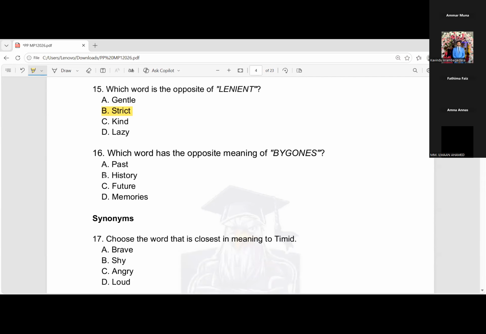16th one. Which word has the opposite meaning of bygones? Okay. The meaning of bygones is things that happened in the past. Same thing here. Maybe we don't know the meaning of the word. Then we can just choose from the answers. We can solve by eliminating one by one. See, memories, history, past. All are connected to the past. But future is the only word which is different. So we can choose the answer here.